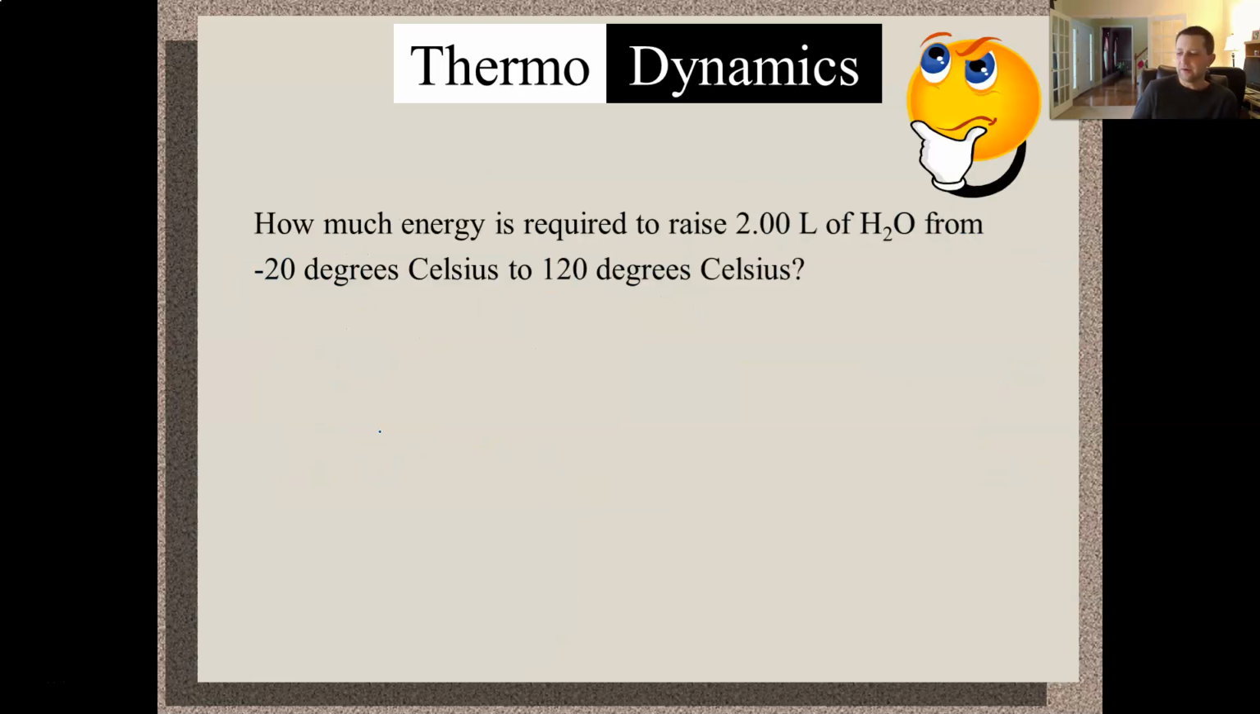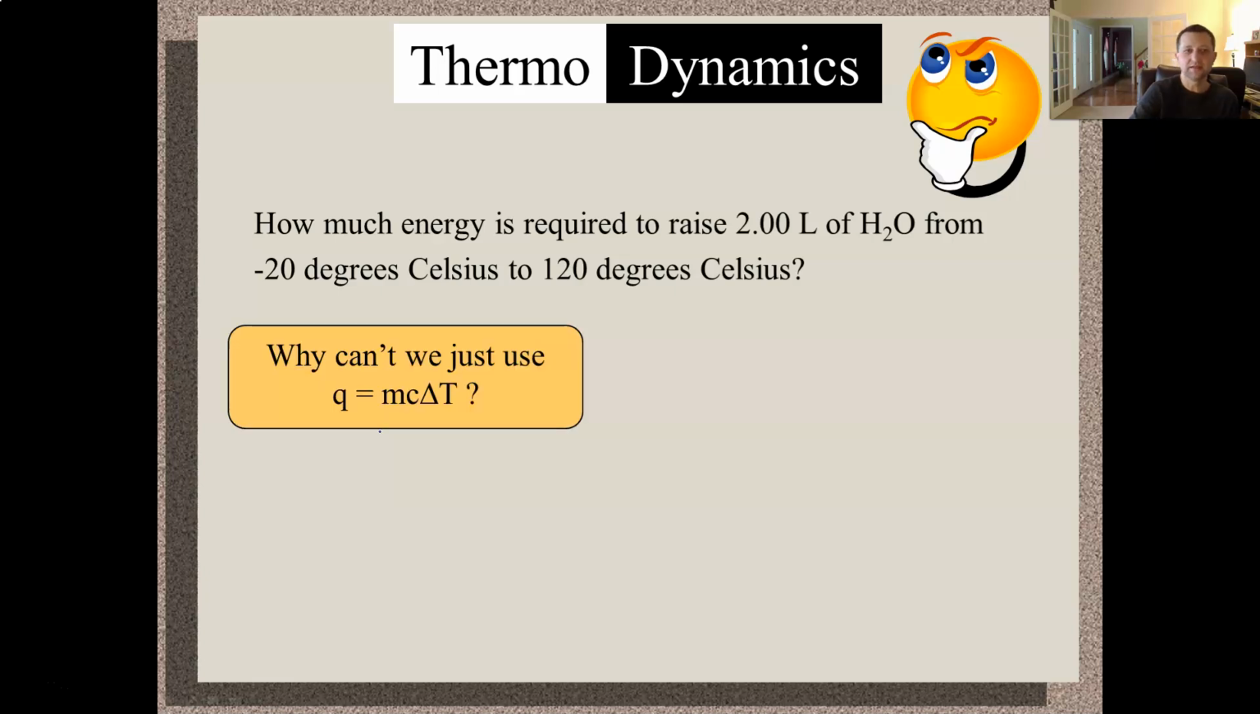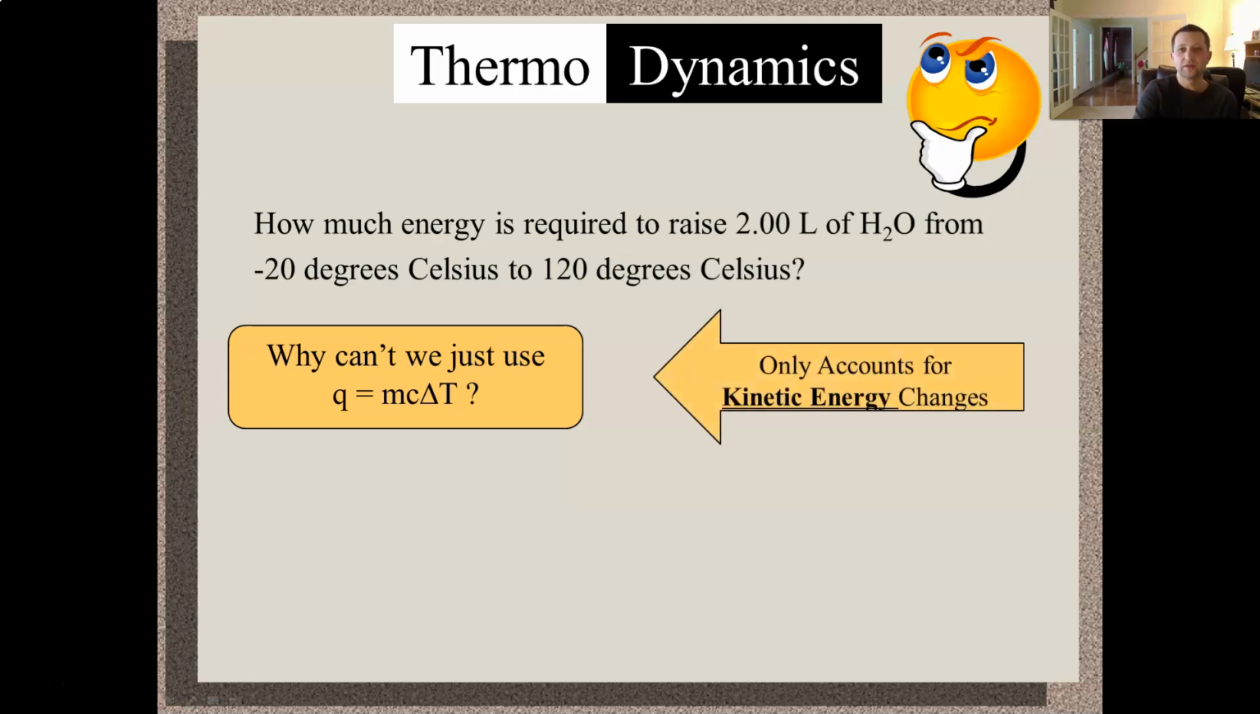We're going to wrap it up with this type of problem, which is how much energy is required to raise 2 liters of water from negative 20 Celsius to 120 degrees Celsius. So you might say, let's just use Q equals MC delta T. But we can't. Oh, we could use it for part of this. We can't use it for the whole thing. What we have to do here is recognize what happens as we go from negative 20 Celsius to 120 Celsius. Your Q equals MC delta T only accounts for kinetic energy changes because you need to have a delta T. You need to have a change in temperature.